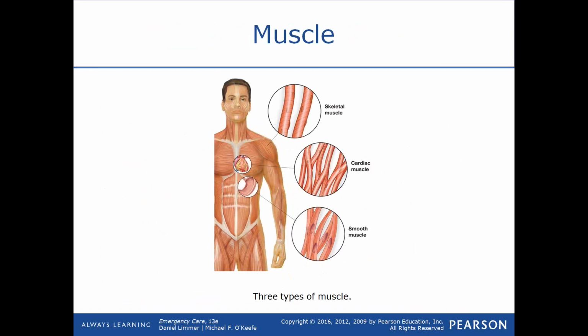Now, muscles, there are three types of muscles. There's skeletal muscle, there is cardiac muscle, and there is smooth muscle. Skeletal muscle is also known as striated muscle, just because of how it looks under a microscope. Skeletal muscle is under voluntary control. In other words, I can command skeletal muscle to move. If you move your arm, if you move your legs, any muscle that you command to move is skeletal muscle.